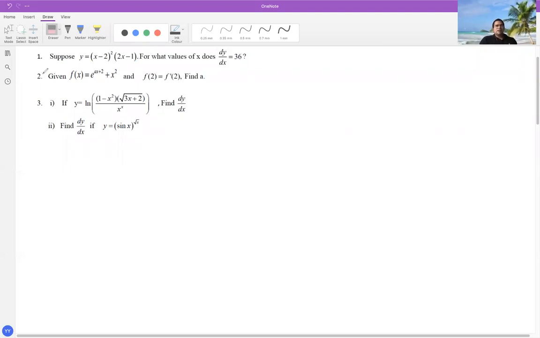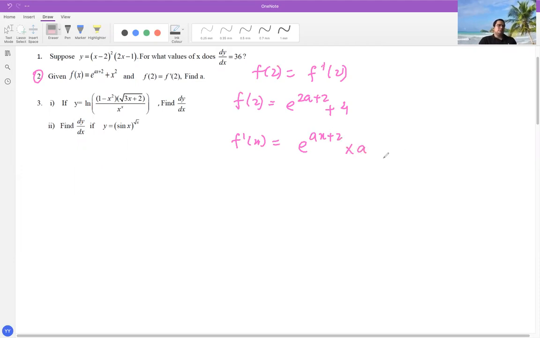Now let's go to the second question, which is about the exponential derivative. They have given that f of 2 is equal to f dash 2. So what's the value of a? First, f of 2 is going to be e to the power 2a plus 2, plus 4. Now let's find f dash x. It's going to be e to the power ax plus 2 times the derivative of ax plus 2, which is a plus 2x. Now I plug in x as 2 here as well. So f dash 2 is going to be e to the power 2a plus 2, times (a plus 4).